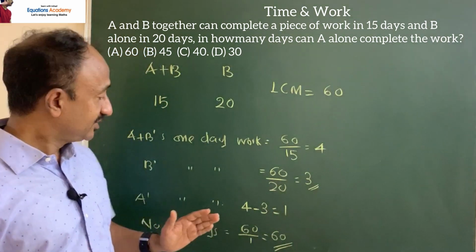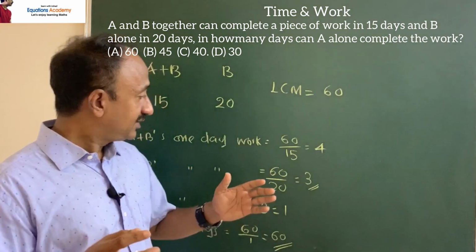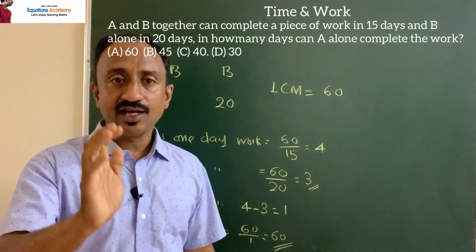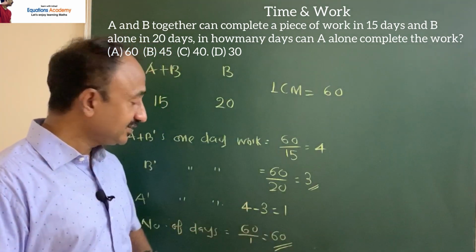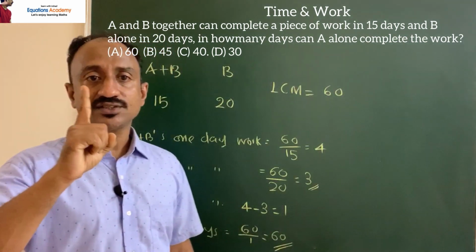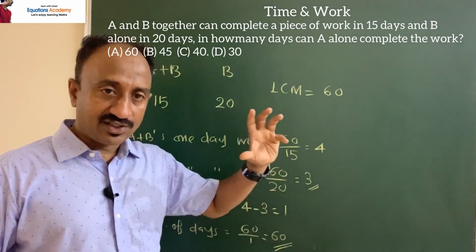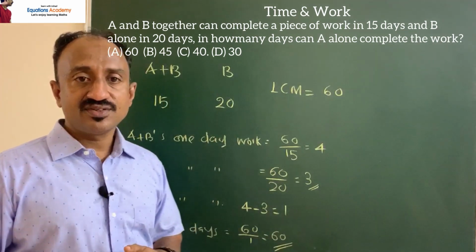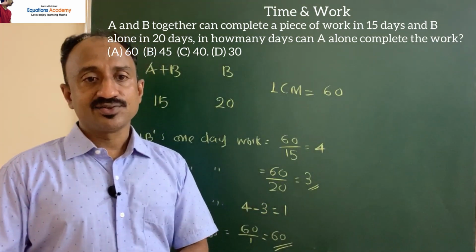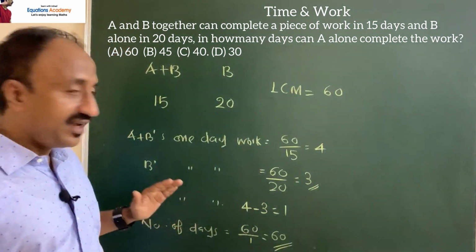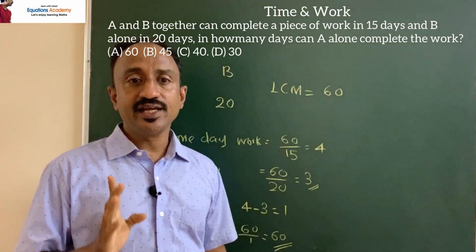Now it is very easy to find A's 1 day work. A plus B together take 4 and B alone takes 3. So A alone will work 4 minus 3, 1 unit of work in a day. So A's 1 day work will be 4, the total, minus B's 1 day unit, 4 minus 3, that is equal to 1. So A alone will do 1 unit of work in a day.